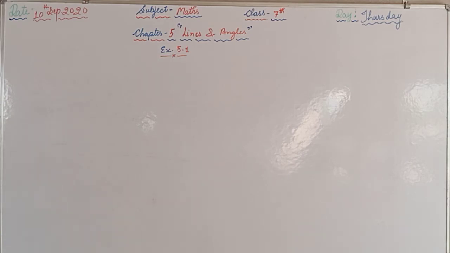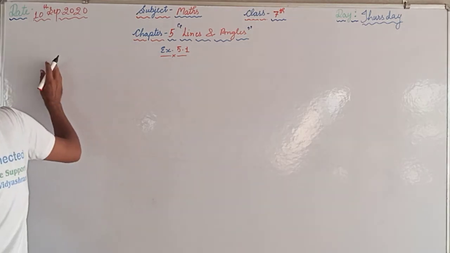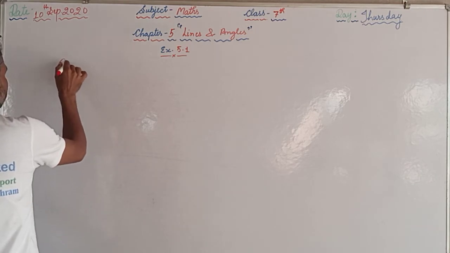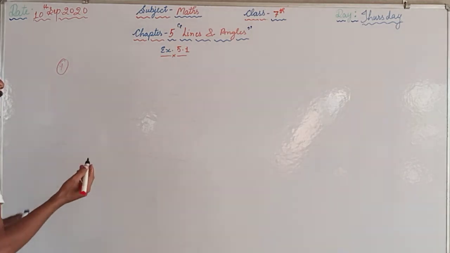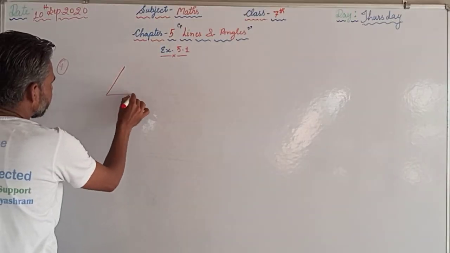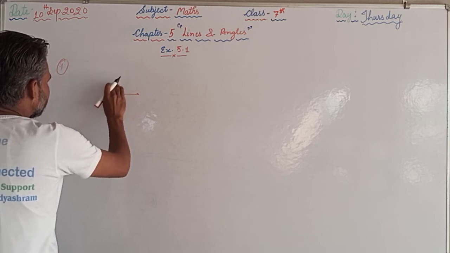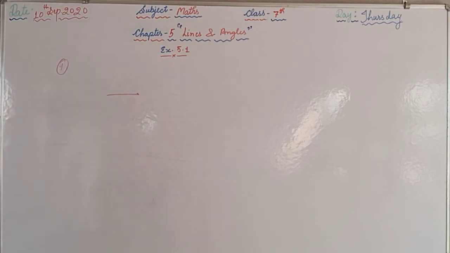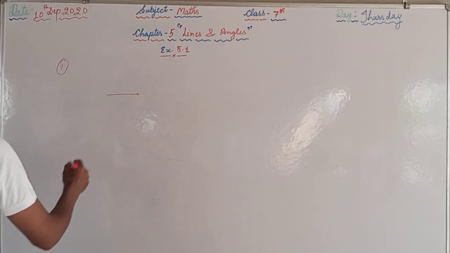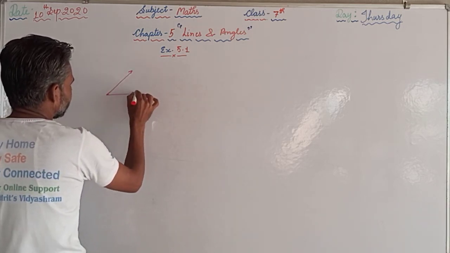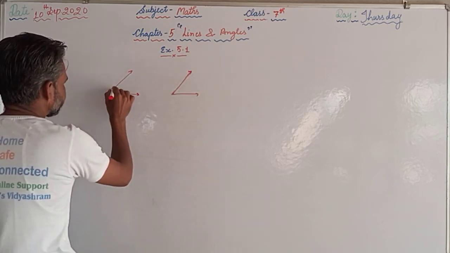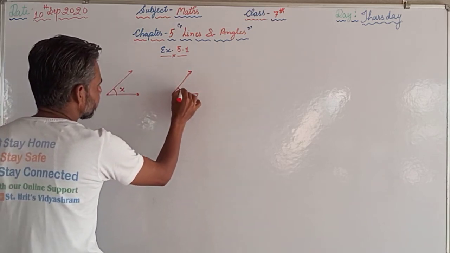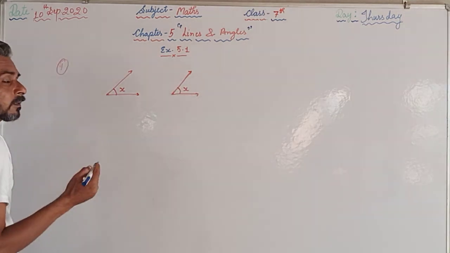Question number 4, find the angle which is equal to its complement. Which is equal to its complement means two angles are there of the same measurement. Suppose these two angles are there. Let this be x and let this be x, because both the angles are the same.